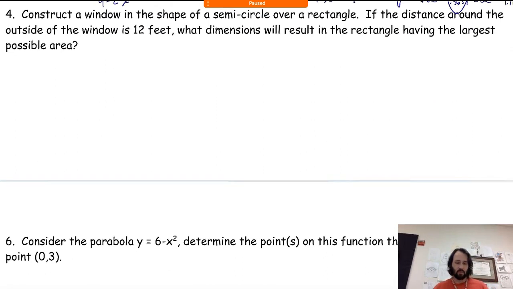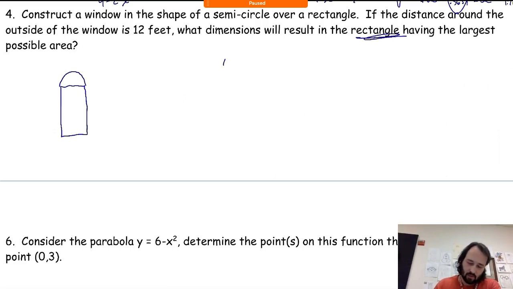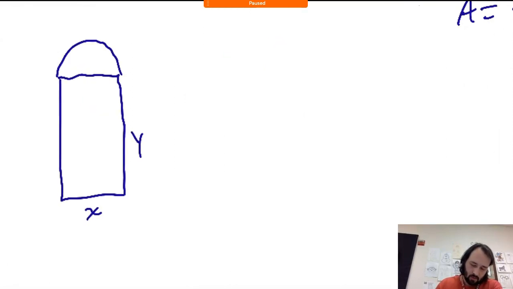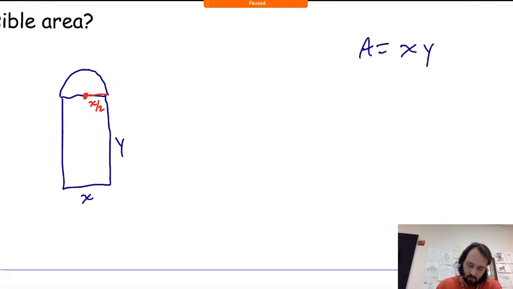Construct a window in the shape of a semicircle over a rectangle. Okay, I will do that. Yes, sir, I will do it. Okay, so there I have my window. If the distance around the outside of the window is 12 feet, what dimensions will result in the rectangle having the largest possible area? Notice it says the rectangle having the largest possible area. So the area is xy. If I call this x and this y, my semicircle has a radius r of x over 2.